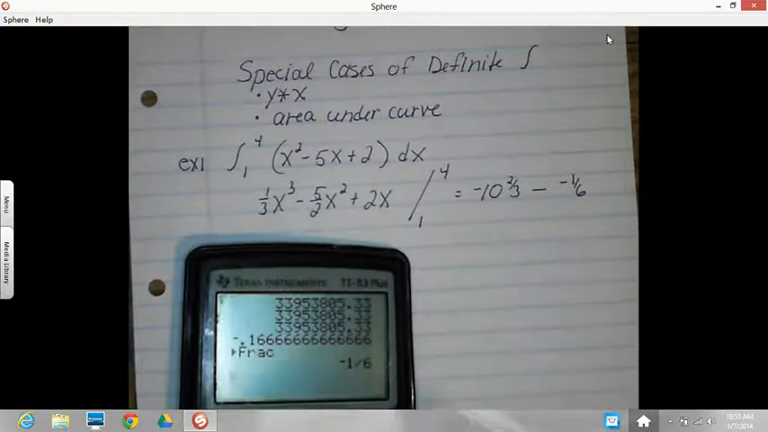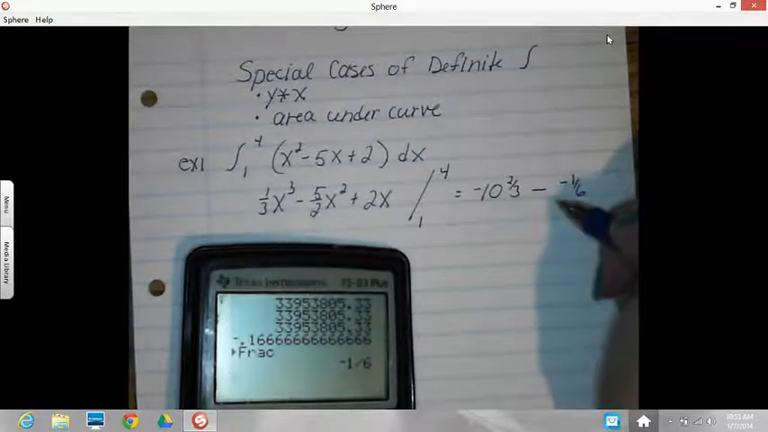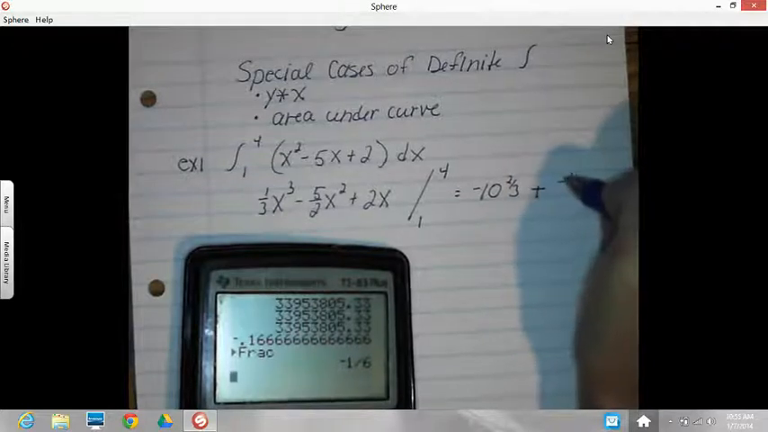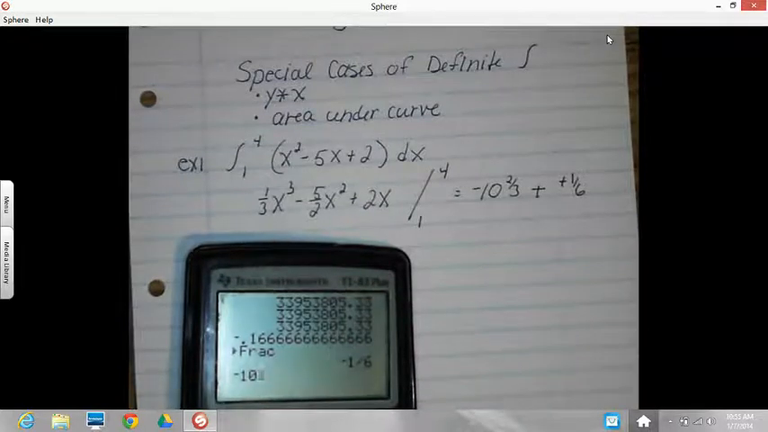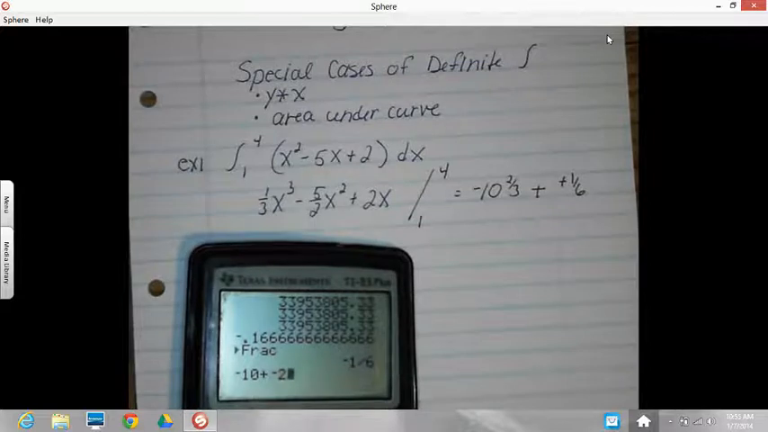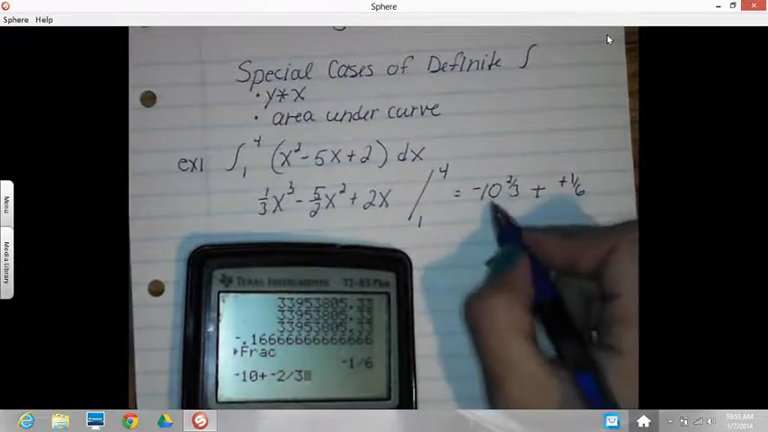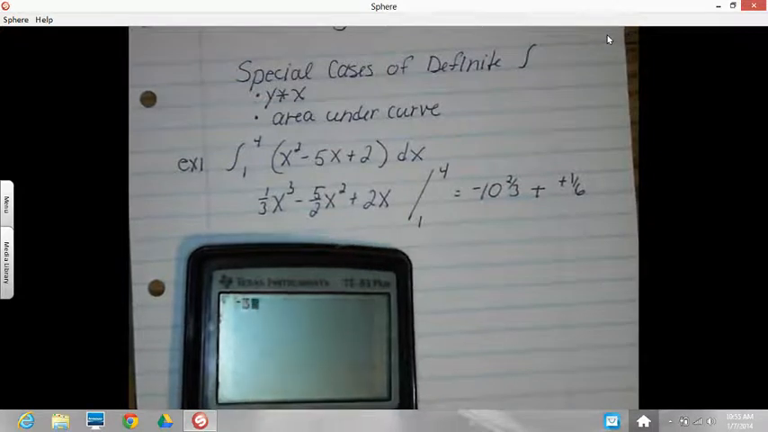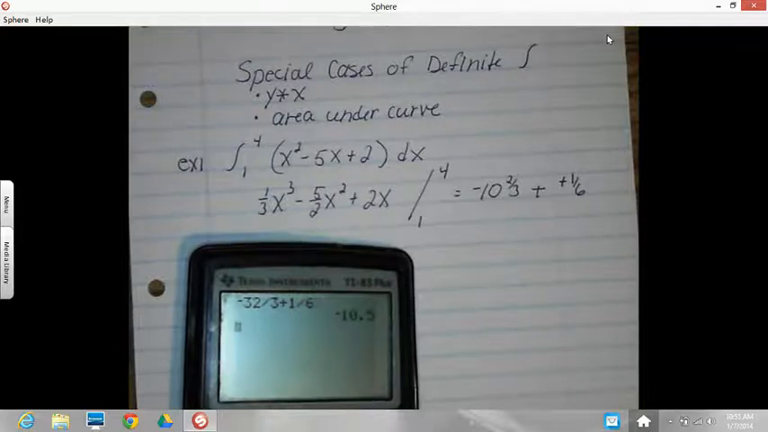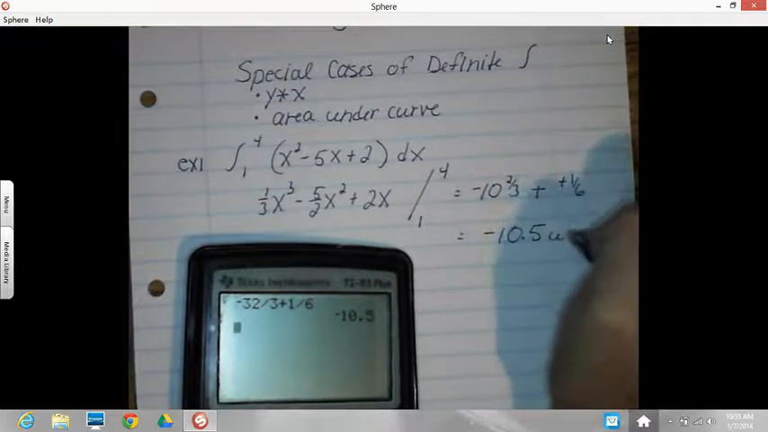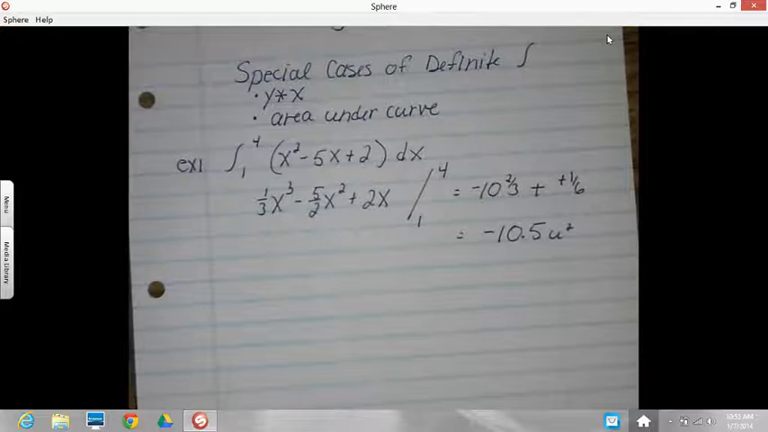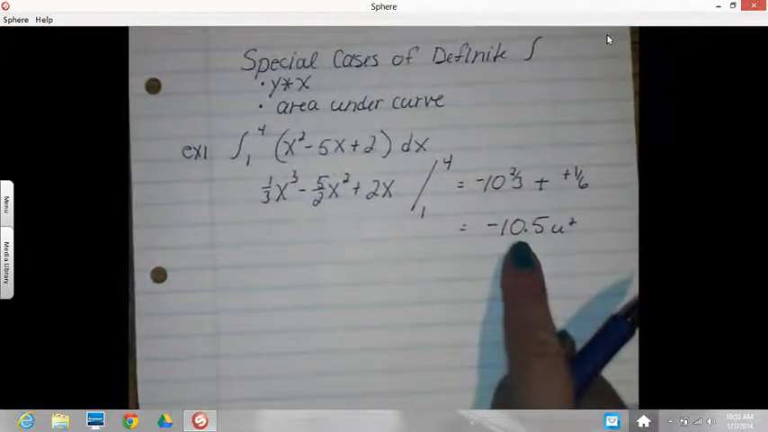So now to do the subtracting, this will be plus. So negative 10 plus a negative 2/3, I can just go negative 32/3. That's quicker. Negative 32/3 plus 1/6 is negative 10.5. Okay. Square units. So here I got an area that's supposed to be negative. Well, is area ever going to be negative? Not in our world. So let's see why this answer is coming up negative.